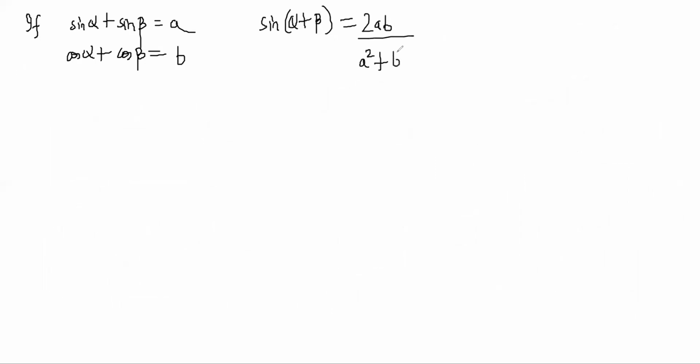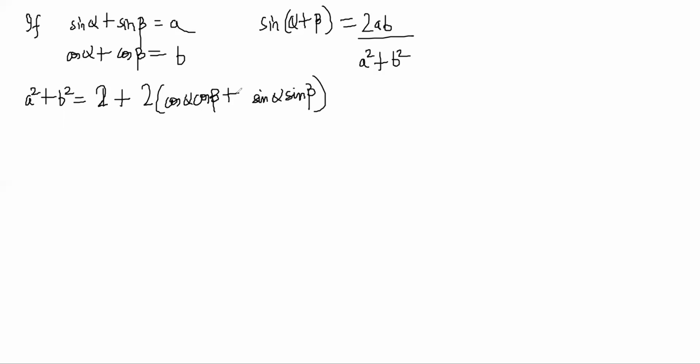So now you know this, hundreds of times: squaring and adding. There's nothing to do, only square and add, it's over. So it will become 1 plus 1, so 2 plus 2 times cos alpha cos beta plus sine alpha sine beta. So this will directly give you not the thing that you want. It is giving you cos of alpha minus beta. So squaring and adding you have to do. So cos of alpha minus beta you have gotten.